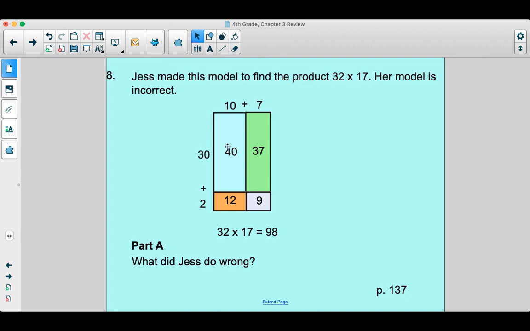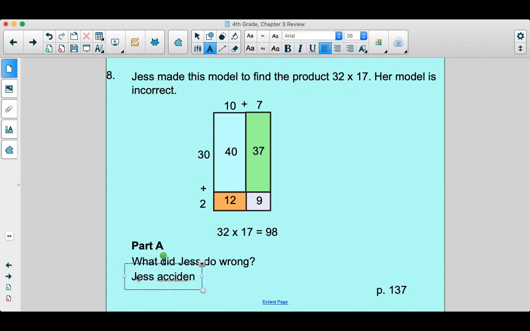30 plus 10 is 40. Let's see if she makes an addition error on the next one. Oh, man. 30 times 7 is not 37. 30 times 7 is 210. So we know that Jess accidentally added instead of multiplying. Bummer, Jess. Gotta check your work.